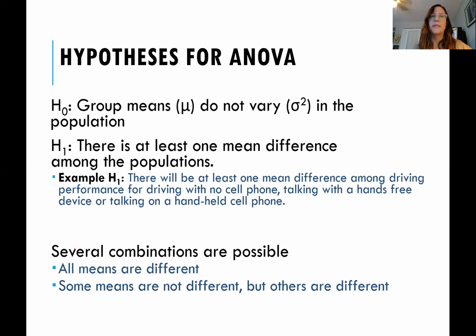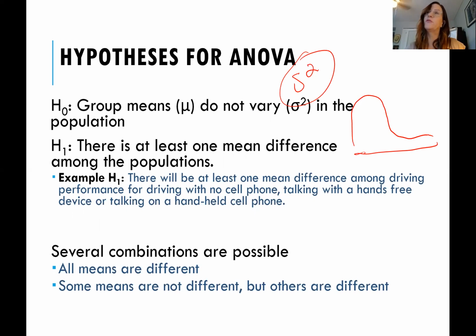hypothesis, and it's never directional, because with ANOVA, if you remember, it's analysis of variance, everything's squared, so everything's going to be positive. So our distribution in general for ANOVA is a one-tailed distribution. No matter where we put that critical value, it's going to be on the right-hand side, because our ANOVA is always going to be positive.